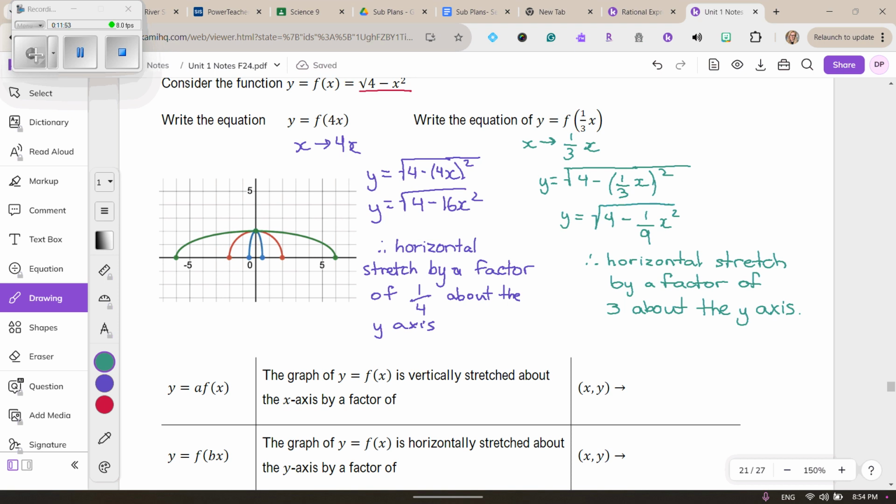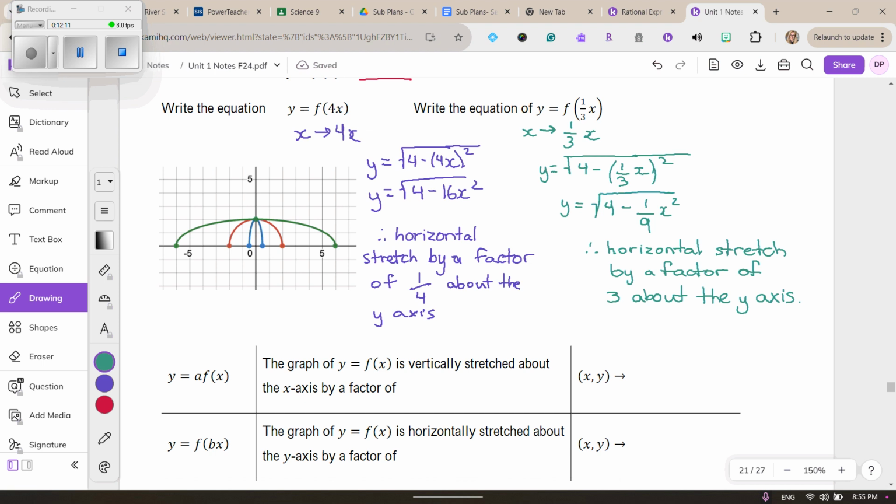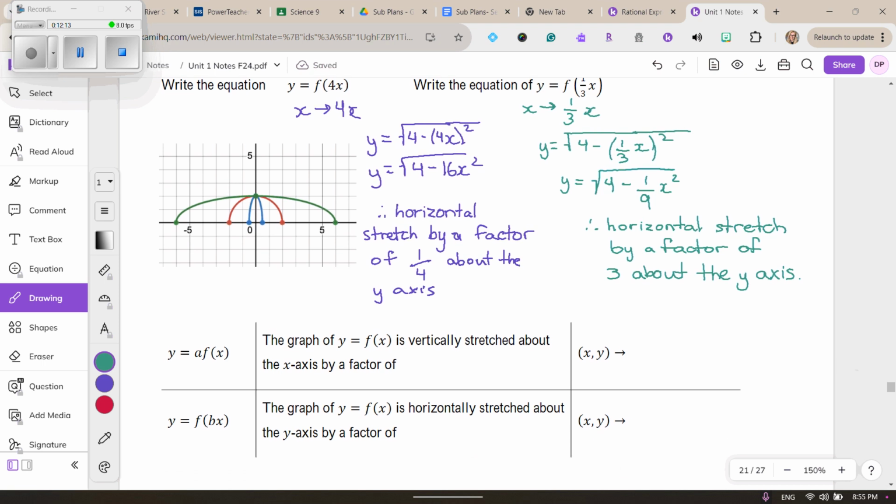Just take a brief second to see how that relates to our replacement notation. The blue graph, we replaced x with 4x, and we got a stretch by a factor of a quarter. And then the green graph, we replaced x with 1 over 3x, and then we got a horizontal stretch by a factor of 3. So same pattern as before, we are going to flip it to get what our horizontal or vertical stretch is.